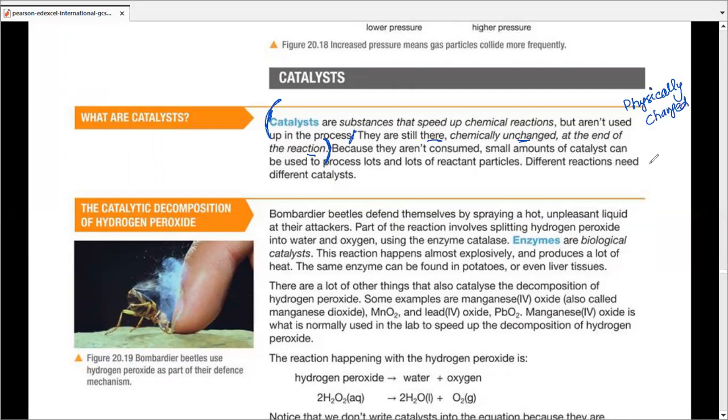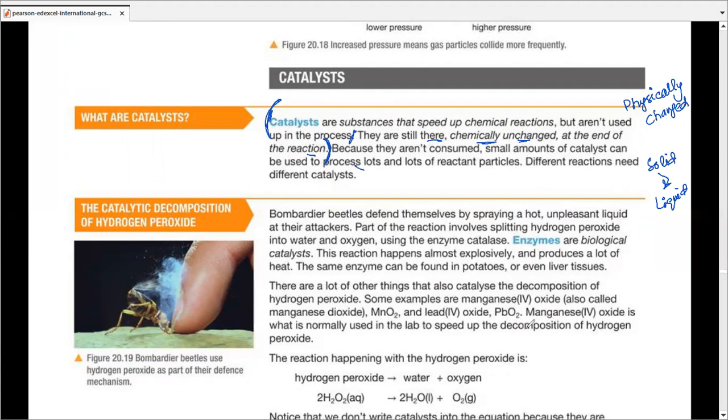It may happen that at the start of an experiment, we add a solid catalyst and it is converted into a liquid at the end of the experiment. This is a physical change. This may happen. But chemically, it won't change. It would remain the same chemical and the identity won't change. It can't be that we used water as a catalyst and it turns into carbon dioxide by the end of the reaction. That cannot happen. So the catalysts do not change chemically at the end of the reaction, but they might change physically, right? They're unconsumed. Small amounts of catalysts can be used to process lots and lots of reactant particles.